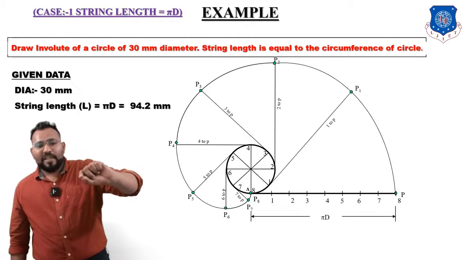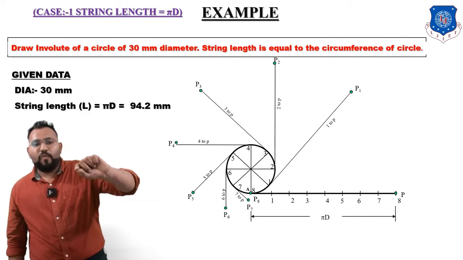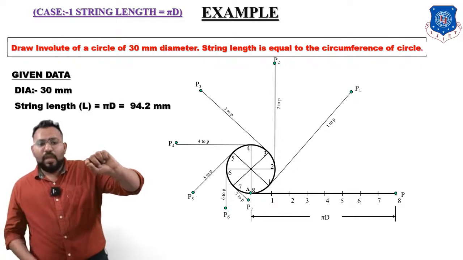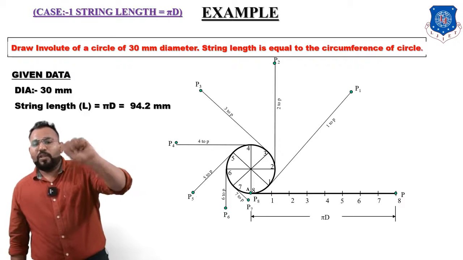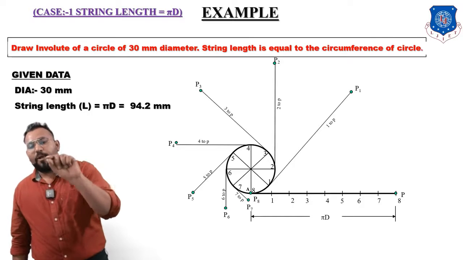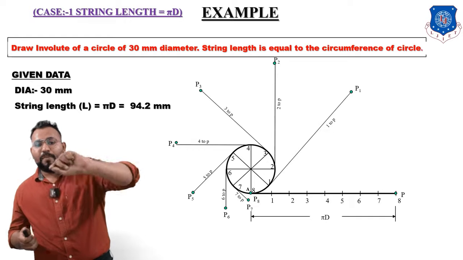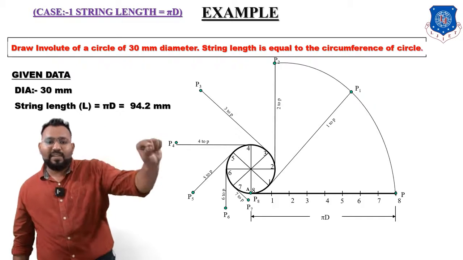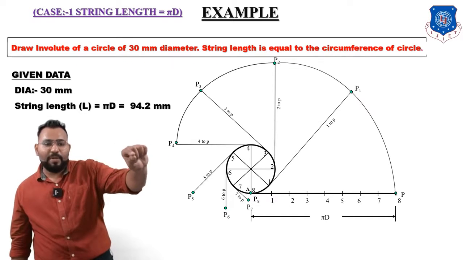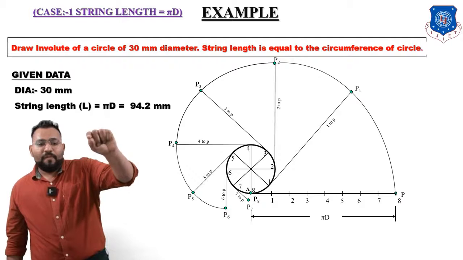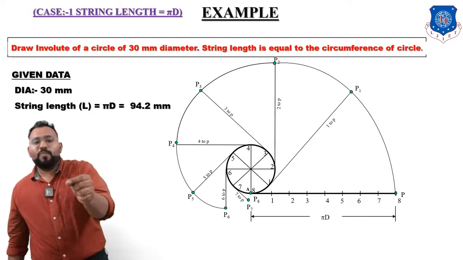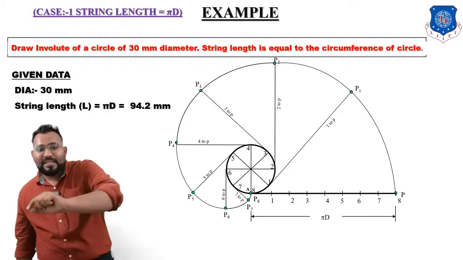So now we can see it over here. Again I'm going to repeat what we have to do. We have to just connect all the points. So from point P on the string to point P1, P1 to P2, you have to draw a curve like this. From point P2 to P3, P4, from P4, P5, P6, now P6 to P7 and P8. So this is an involute.